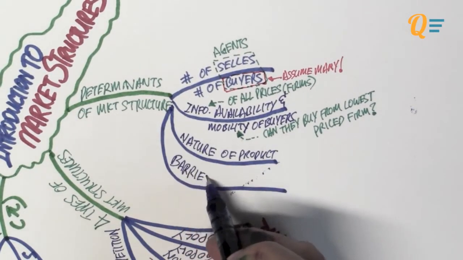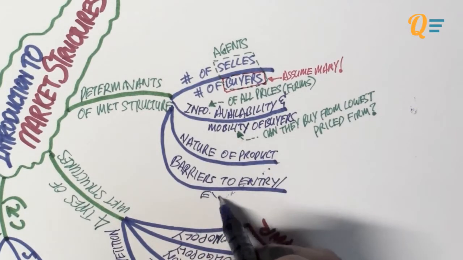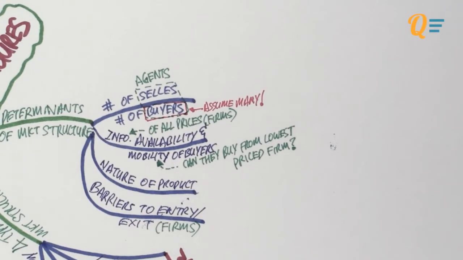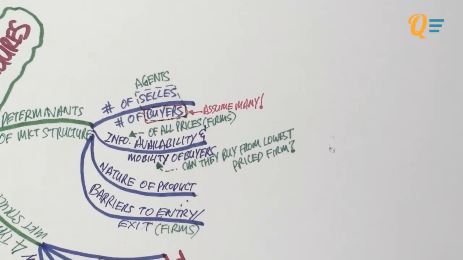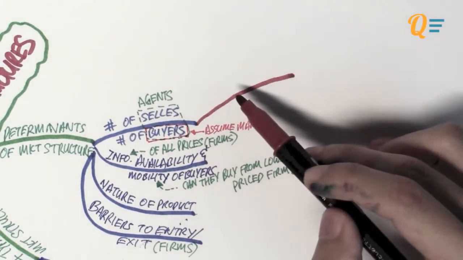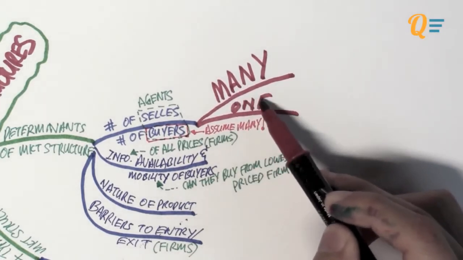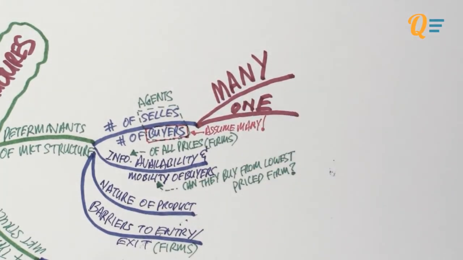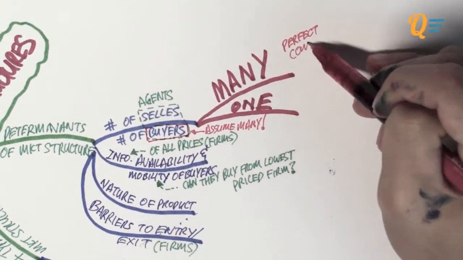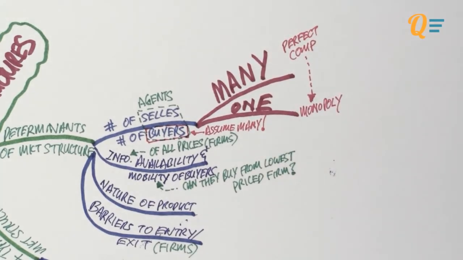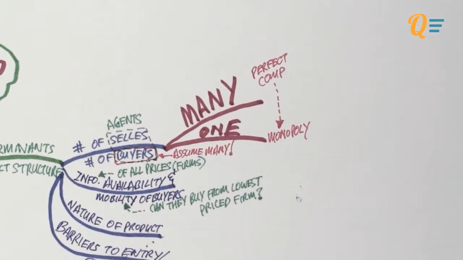And the last determinant is the barriers to entry or exit. Now I'm talking about barriers to the firms. Okay, the barriers that firms are going to experience when they need to either enter a market or leave the market. So let's talk about the number of sellers. Okay, there can be either many sellers in a market, which means many firms, or there is only one seller in a market, only one firm. Okay, so a perfect competition market has got many firms, and it starts to get lesser as we move on to the monopoly market structure. The monopoly market only has one firm. They call it the monopoly.